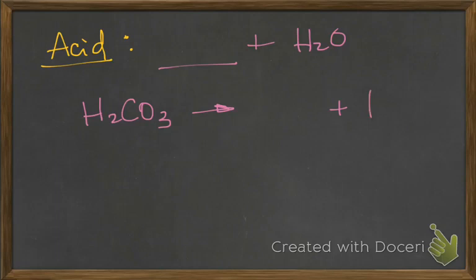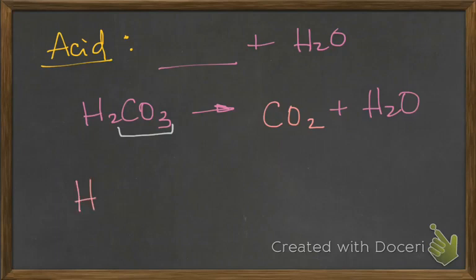We already said water is produced, so the other part that is produced is going to come from the anion that makes up your acid. Out of that, that's the carbonate ion. The other part that is produced is going to be CO2, carbon dioxide.